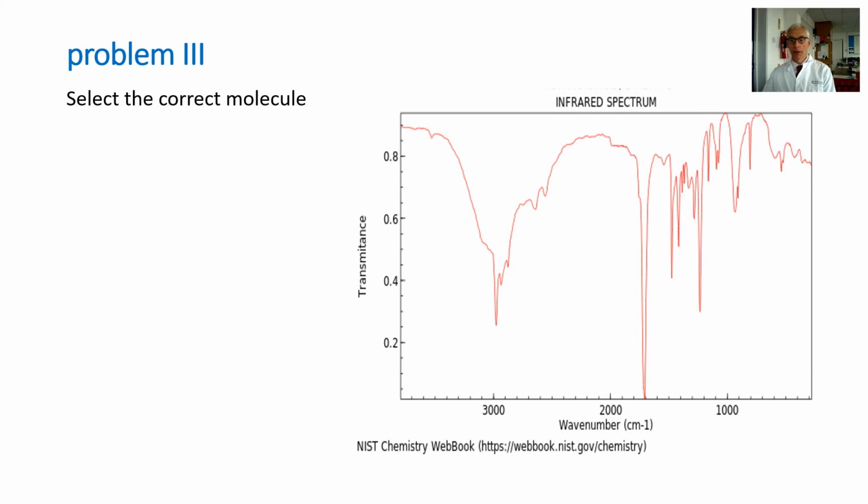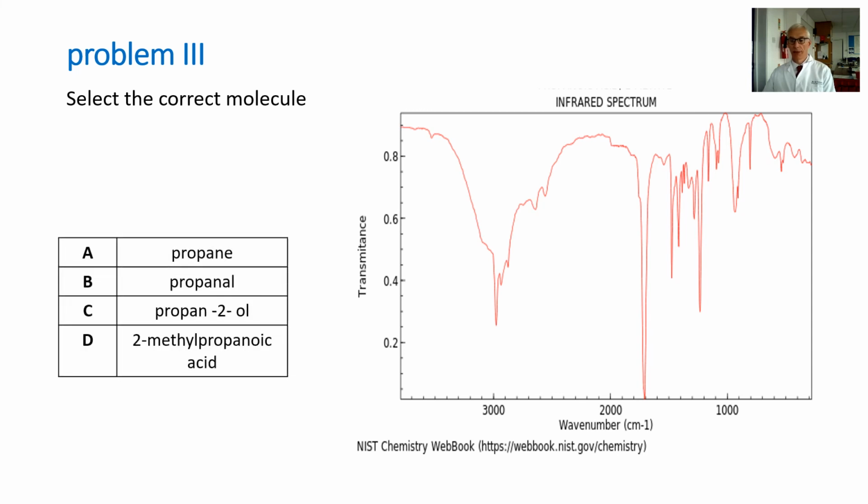So problem number 3, same 4 candidates. Pause the video, solve the problem, come back when you are ready to go through it. Okay, so looking at this, I can see here that I have an absorption at 1630 to 1820, so that corresponds to the carbon-oxygen double bond.